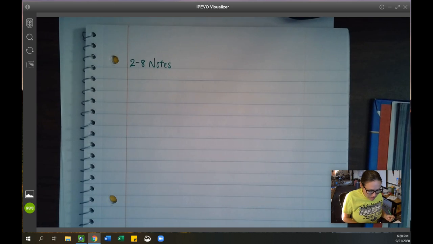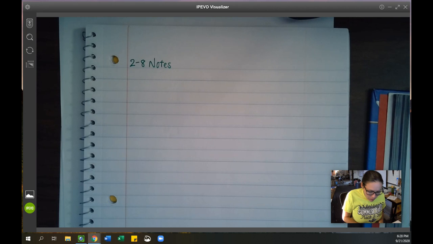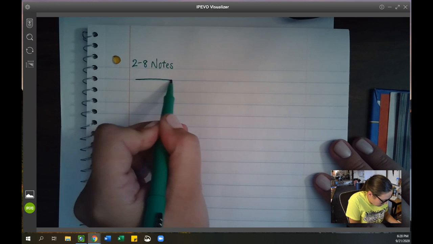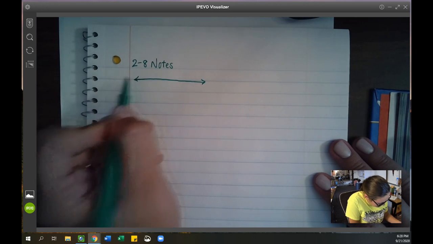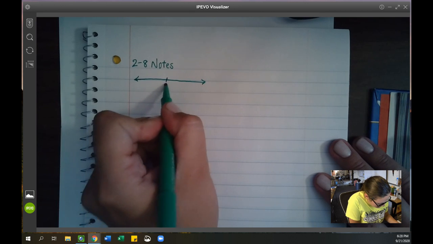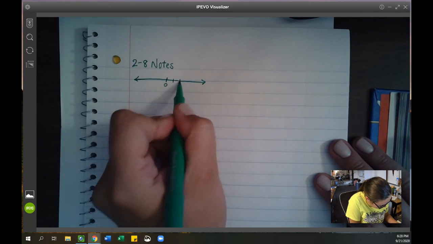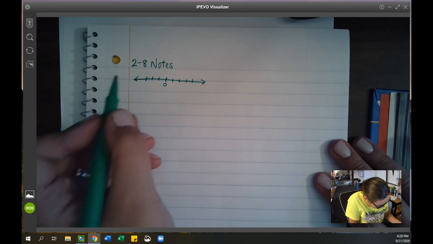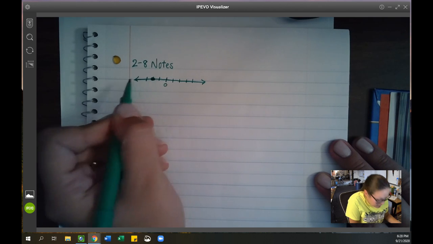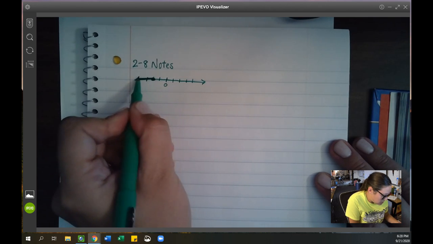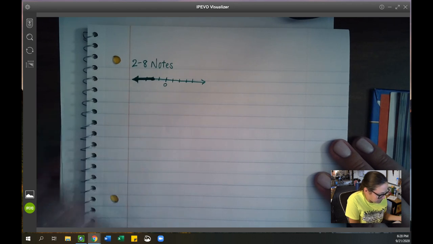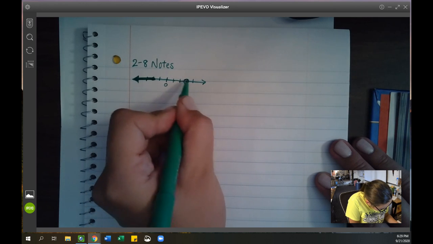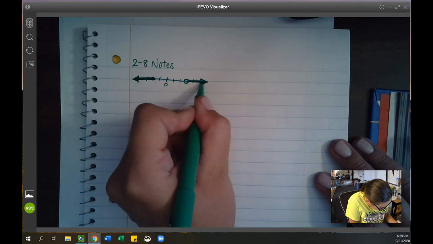All right, let's get started with the lesson 8 notes. We're going to start off with a number line. And here's 0 right in the middle. I'm going to do a couple just to either side. And I'm going to put a closed circle at -2, and I'm going to shade it to the left. And I'm going to put an open circle at 3 and shade it to the right.